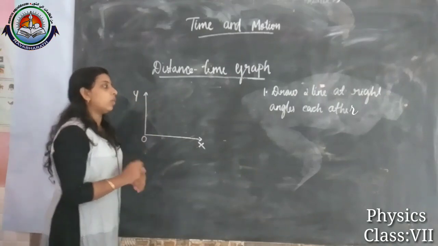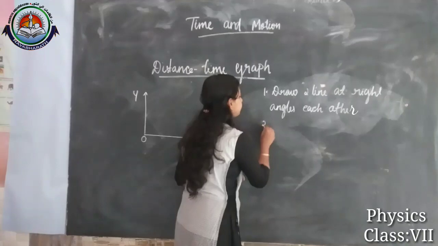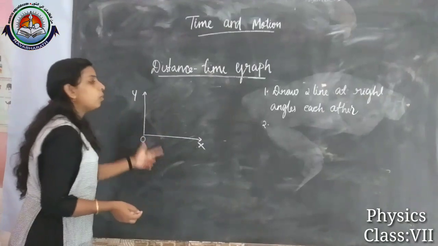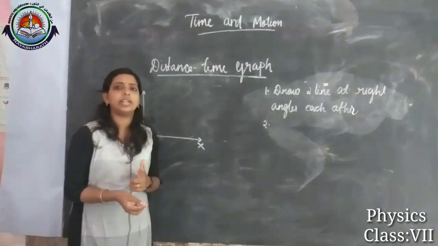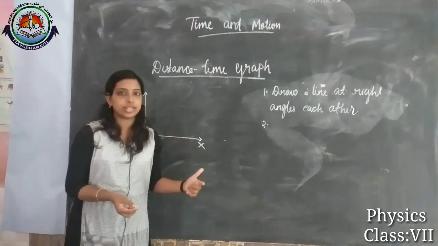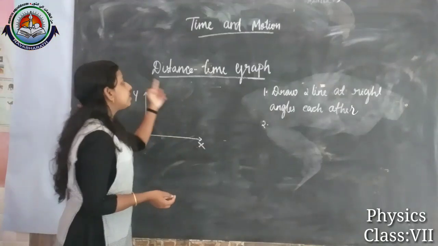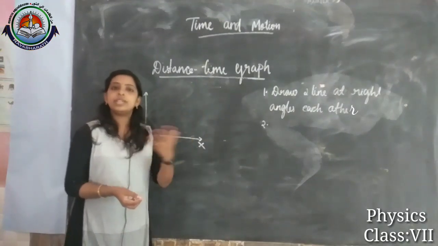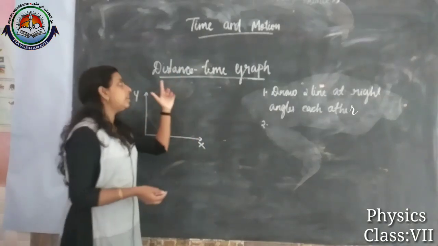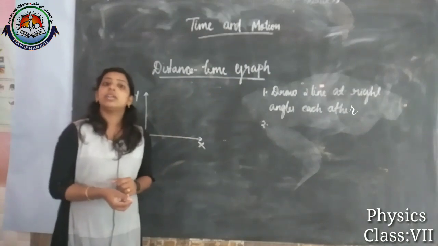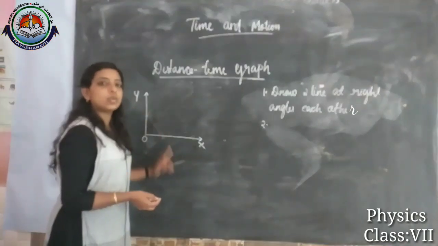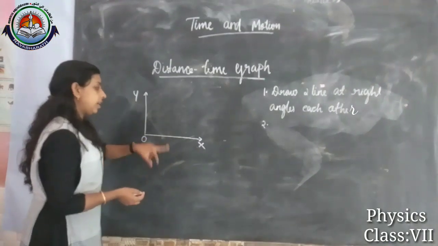And the second step, what we need to do? We have to fix the physical quantity, write the physical quantity in both the axes. What do you mean by physical quantity? A quantity that can be measured is considered a physical quantity. Here distance and time are physical quantities because we can measure time and distance, right? So we have to fix the physical quantity in either the X axis or the Y axis.